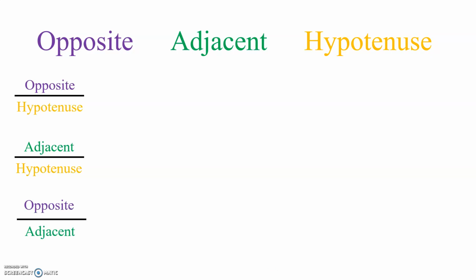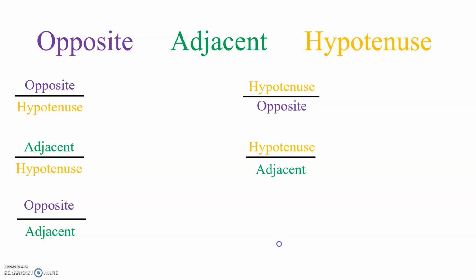There's actually three more because they do represent numbers. If this was a 5 and this was a 7, if the opposite was 5 and the hypotenuse was 7, if I reciprocated them, 7 over 5 is a totally different ratio. So that's what I'll set up, are the three different reciprocals. So hypotenuse over opposite, hypotenuse over adjacent, and adjacent over opposite. So what we've created just using these three sides are 6 different ratios.